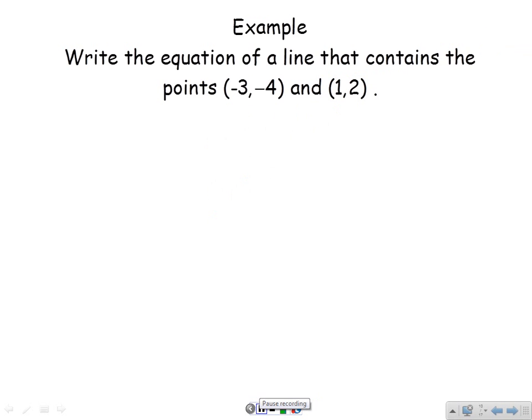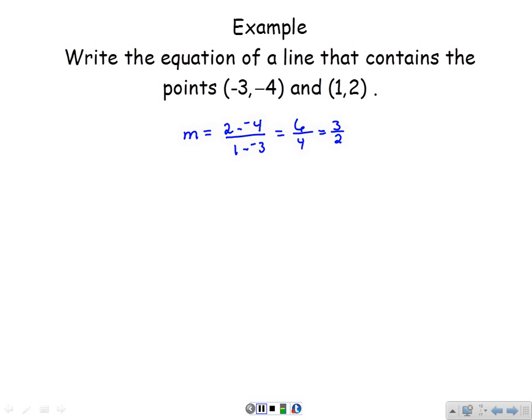Write the equation of a line that contains these 2 points. So the first thing that I need to do is find slope. So I'm going to have y2 minus y1 over x2 minus x1. So this is going to be 2 plus 4, which is going to be 6, and 1 plus 3, which is going to be 4, and that's going to reduce to 3 over 2.